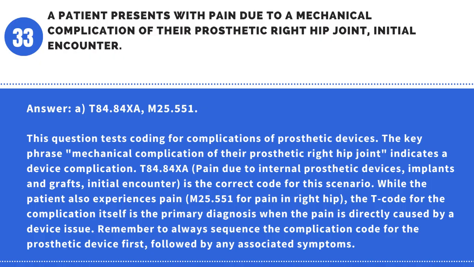This question tests coding for complications of prosthetic devices. The key phrase, mechanical complication of their prosthetic right hip joint, indicates a device complication. T84.84XA, pain due to internal orthopedic prosthetic devices, implants and grafts, initial encounter, is the correct code for this scenario. While the patient also experiences pain, M25.551 for pain in right hip, the T-code for the complication itself is the primary diagnosis when the pain is directly caused by a device issue. Remember to always sequence the complication code for the prosthetic device first, followed by any associated symptoms.